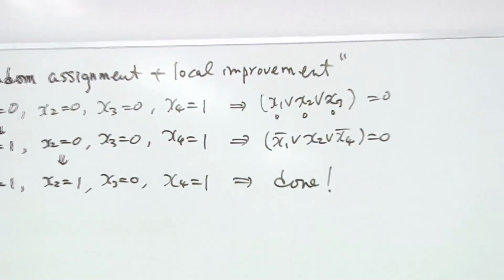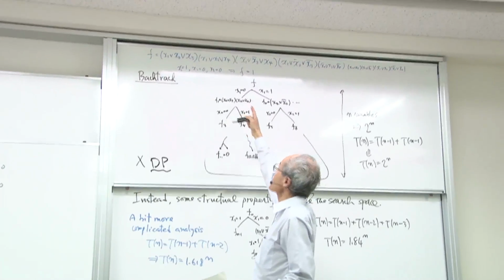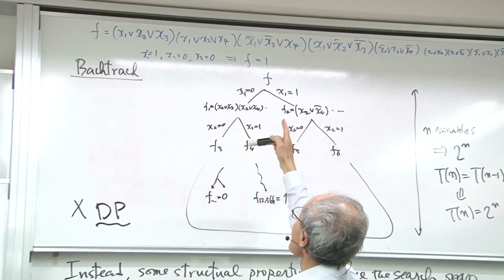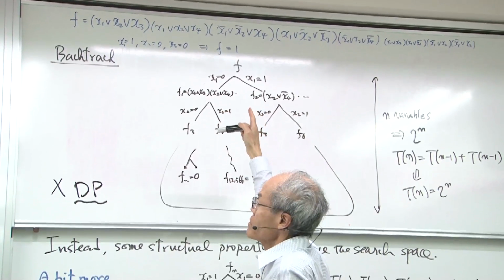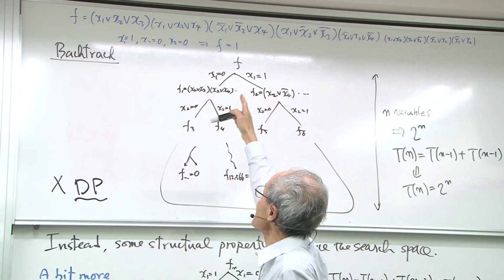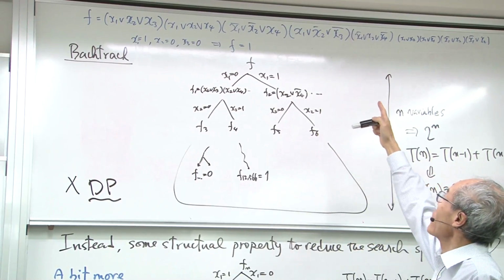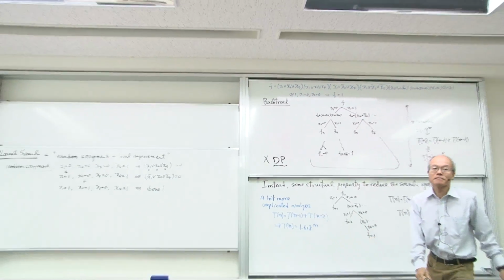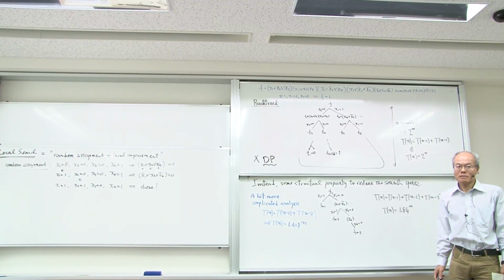Let's check. So x1 is equal to 1, the first guy is okay, the second guy is okay. x2 is equal to 1, x4 is equal to 1, so the third guy is okay. x1 is 1, okay, yeah, everything is okay. So we are done. We are lucky.